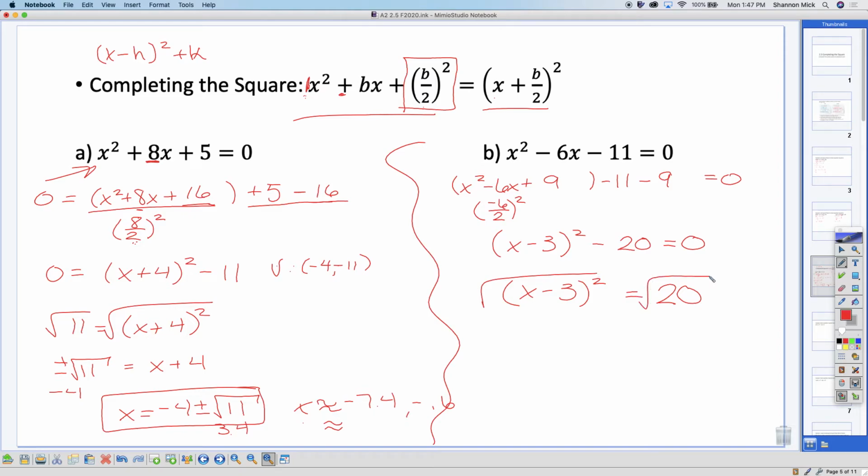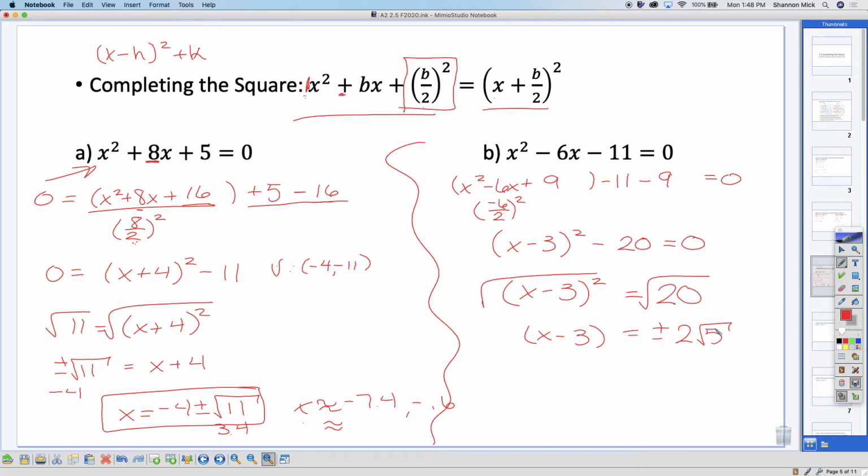Square root. So x minus 3. Now I don't know why I put parentheses. You don't need parentheses anymore. Okay, plus or minus square root of 20, but square root of 20 I can break down. Square root of 20 is what? You have 4 times 5, correct? Yes. What is the square root of 4? Two. So you have plus or minus 2 square root of 5.